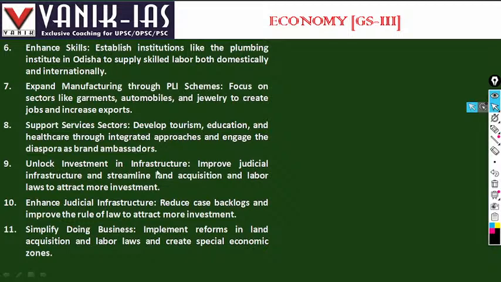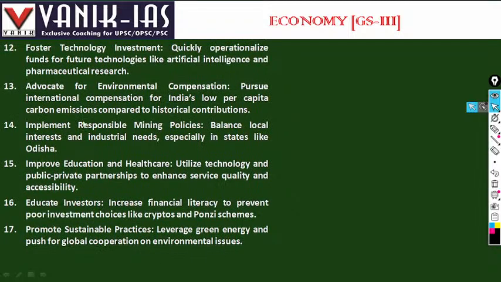Unlock investment in infrastructure, improve judicial infrastructure and streamline land acquisition and labor law to attract more investment. Enhance judicial infrastructure, reduce case backlogs and improve the rule of law to attract more investment. Simplify doing business, implement reform in land acquisition and labor law and create special economic zones.